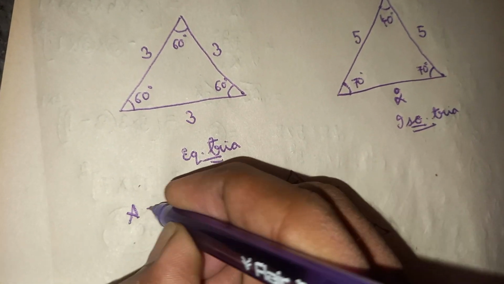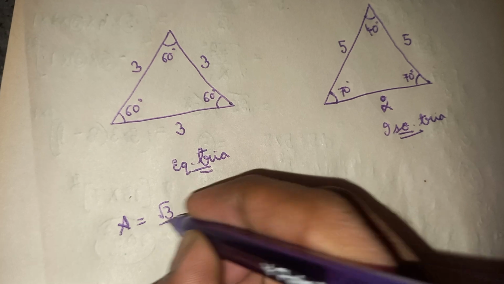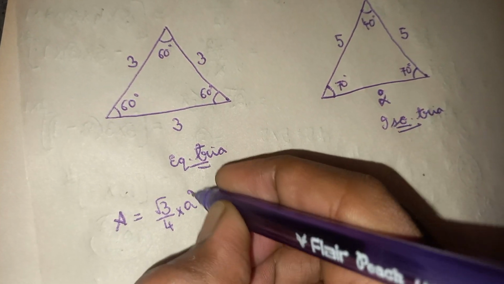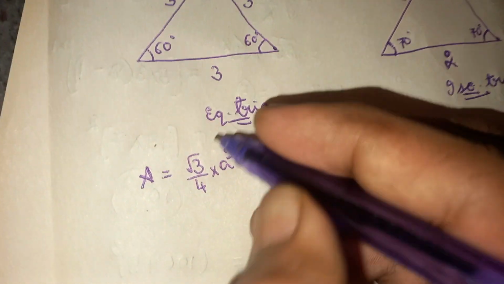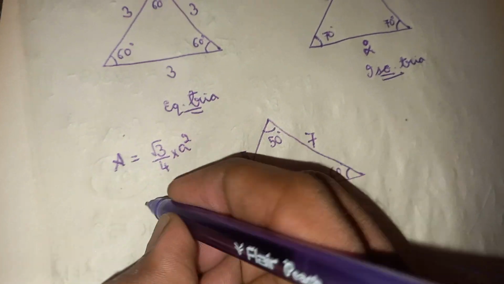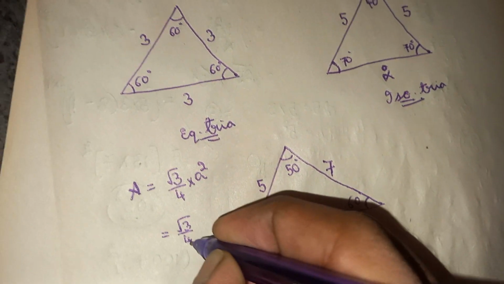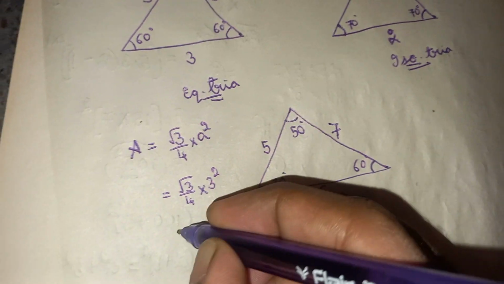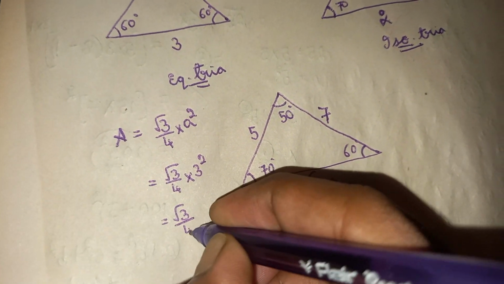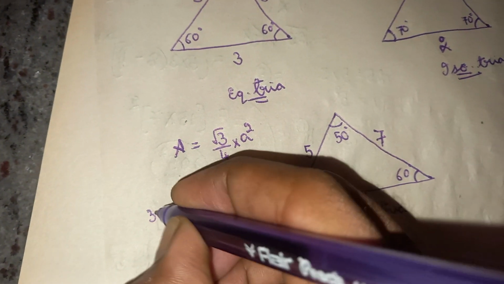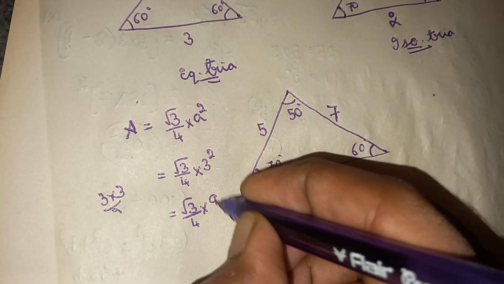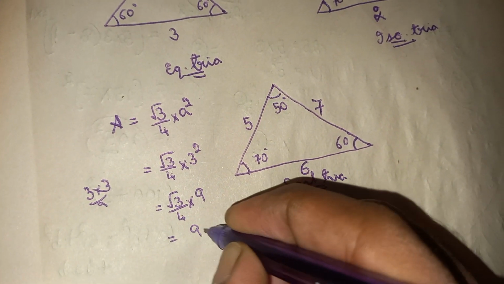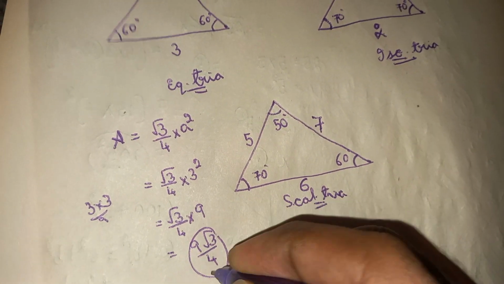An equilateral triangle has an area of root 3 by 4 times a square, where a is the side length. If they have given 3 units as the side length, it becomes 3 square. 3 times 3 is 9, so it is root 3 by 4 times 9. It becomes equal to 9 root 3 by 4 square units.